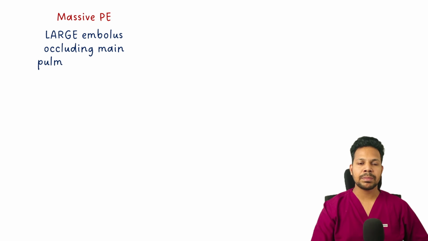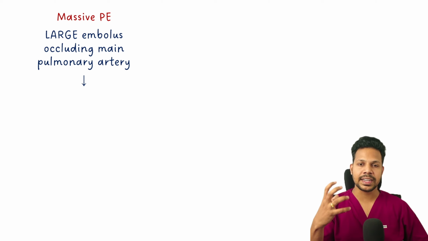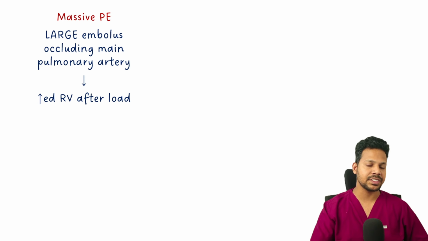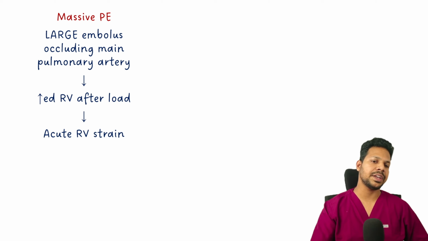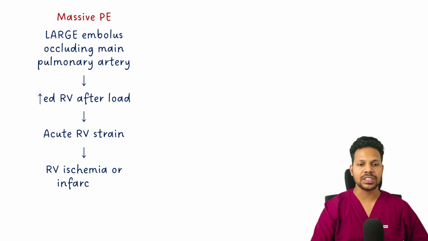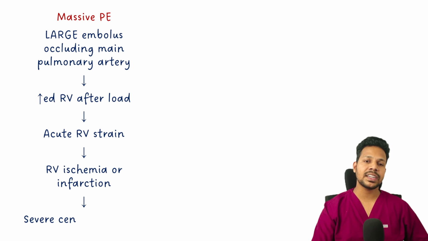Now let's see the presentation of these three types of pulmonary embolism. So there is a large embolus in the main pulmonary artery. The pulmonary vascular resistance is increased because of it, and the right ventricular afterload, or the resistance against which the right ventricle has to pump the blood, is increased. So there is acute right ventricular strain, and further because of the strain there is right ventricular ischemia or infarction, and eventually the patient will have a central crushing chest pain.